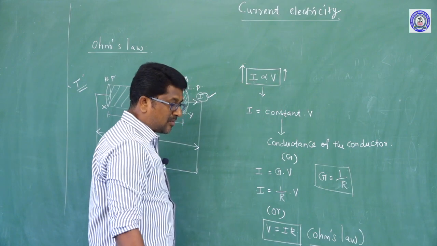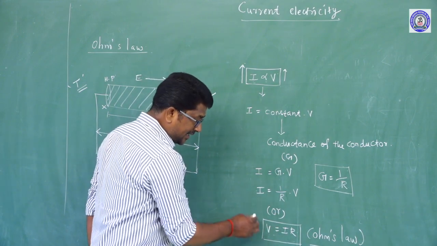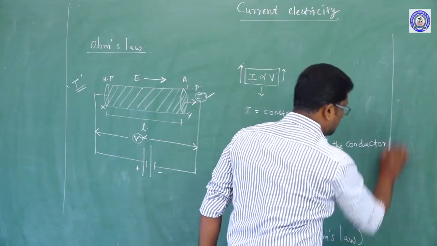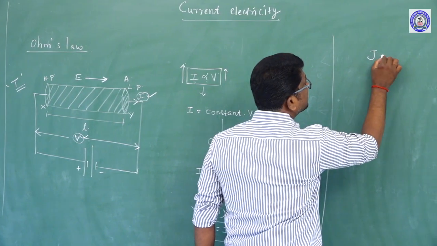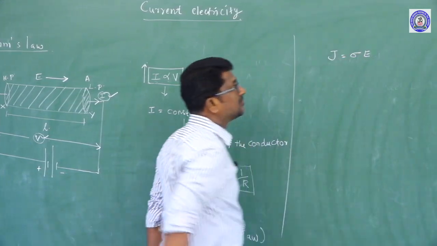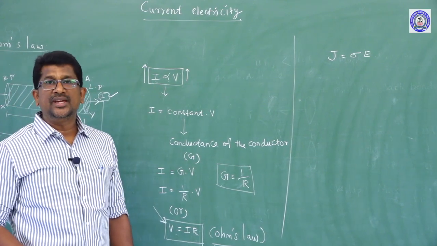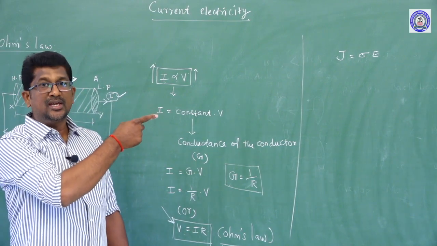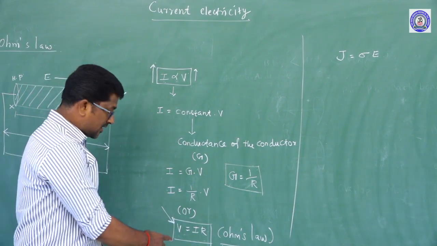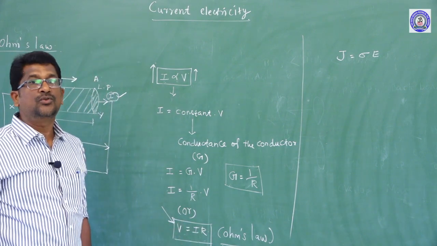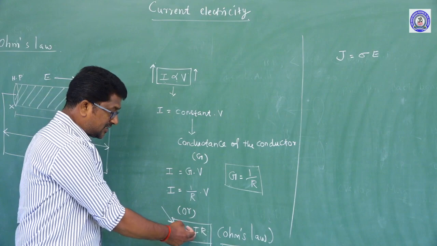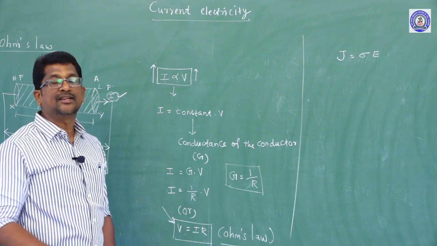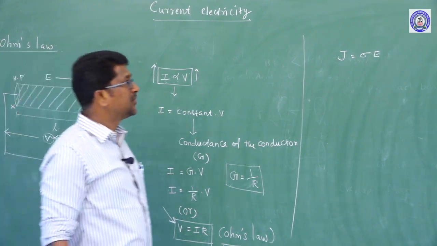So, the macroscopic form of Ohm's law, that is V is equal to IR, can be derived from the equation J is equal to sigma into E. Here J is equal to sigma into E is the microscopic form of Ohm's law, whereas V is equal to IR is the macroscopic form of Ohm's law. The macroscopic form can be derived from the microscopic form, that is J is equal to sigma into E, right.